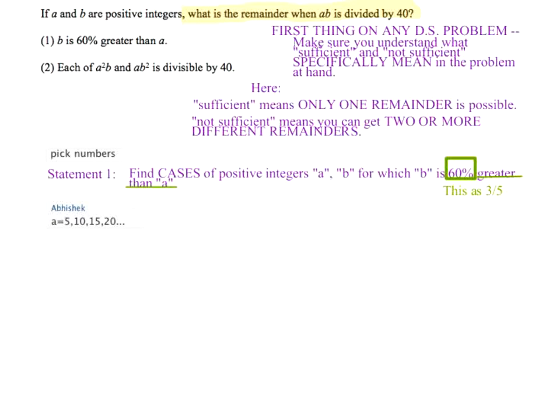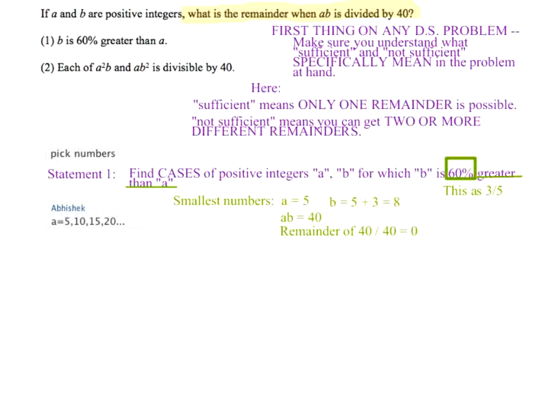And if you don't realize that, if you just trial and error, if you just throw a bunch of numbers in there, then it'll be pretty clear after not too long. So in other words, the smallest possible number you can do this with would be if A is 5. Then B would be 60% more than 5, which is 60% of 5 is 3. So that's 8. And then AB is 40. So the remainder when you divide 40 by 40 is 0.